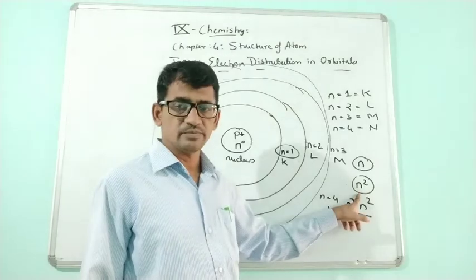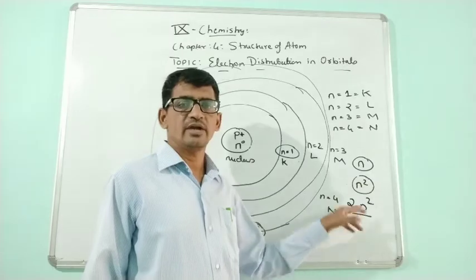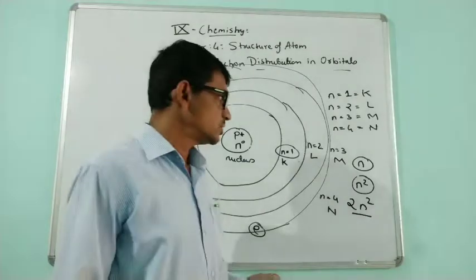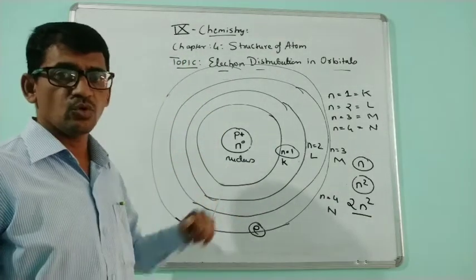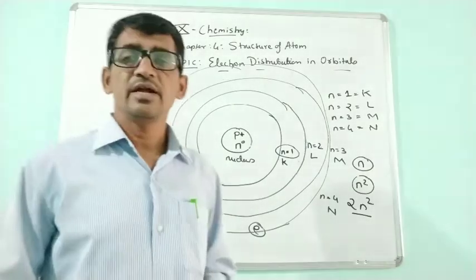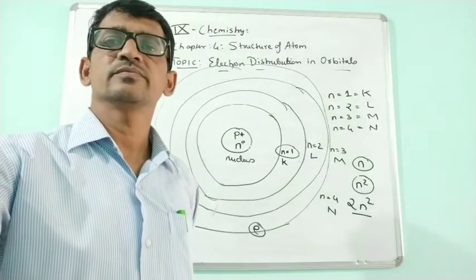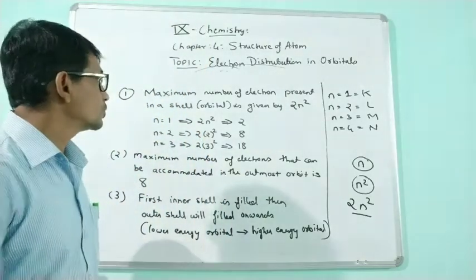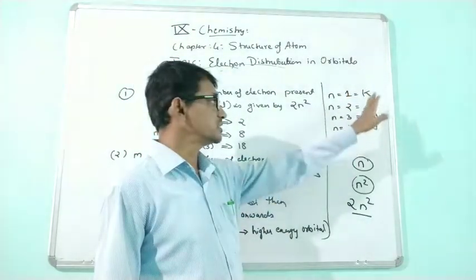Similarly, n square will give the total number of orbitals, and 2n square is the total electrons in an orbital. The rules for filling of electrons and removal of electrons, we will discuss one by one. Now we discuss the rules for how these electrons are filled in these orbitals, that is the K, L, M series.